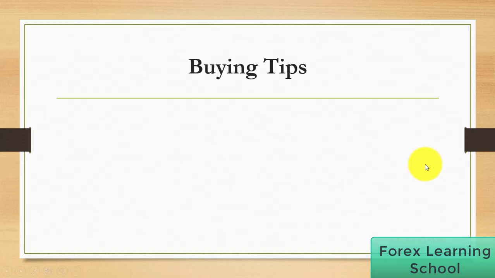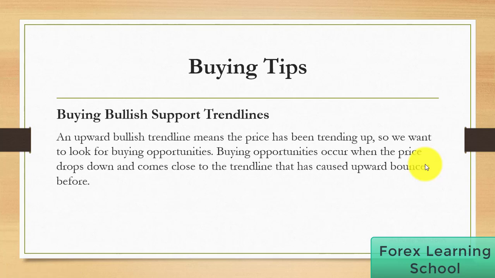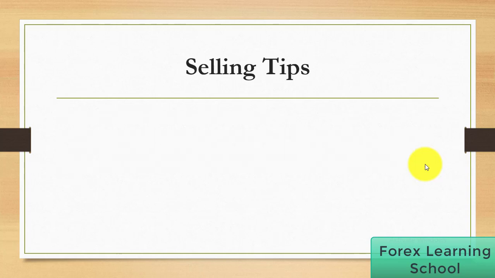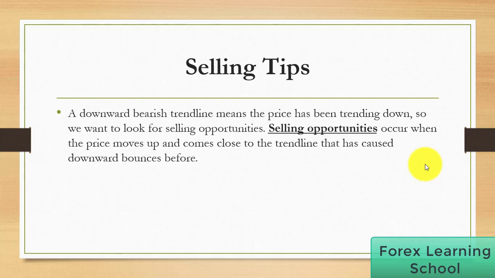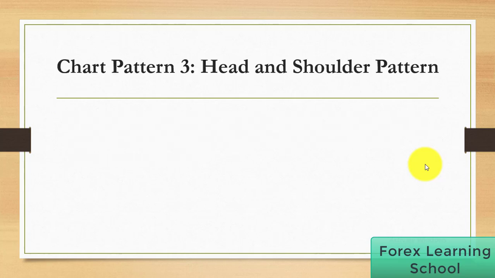Buying tips. Buying bullish support trend lines. An upward bullish trend line means the price has been trending up, so we want to look for buying opportunities. Buying opportunities occur when the price drops down and comes close to the trend line that has caused upward bounces before. Selling tips. A downward bearish trend line means the price has been trending down, so we want to look for selling opportunities. Selling opportunities occur when the price moves up and comes close to the trend line that has caused downward bounces before.